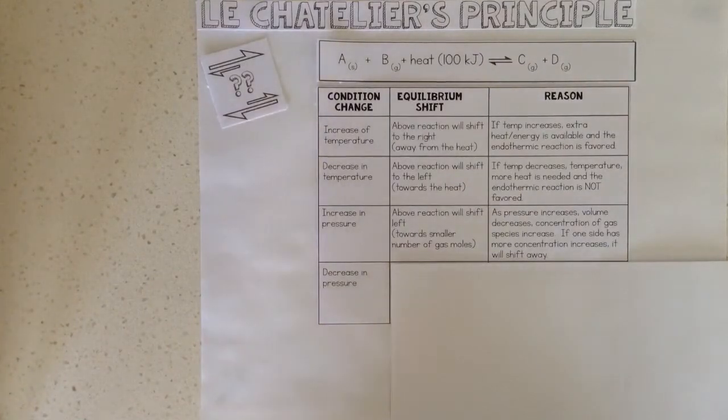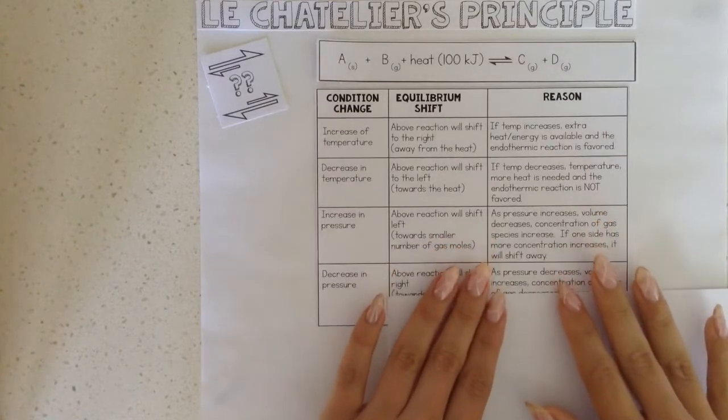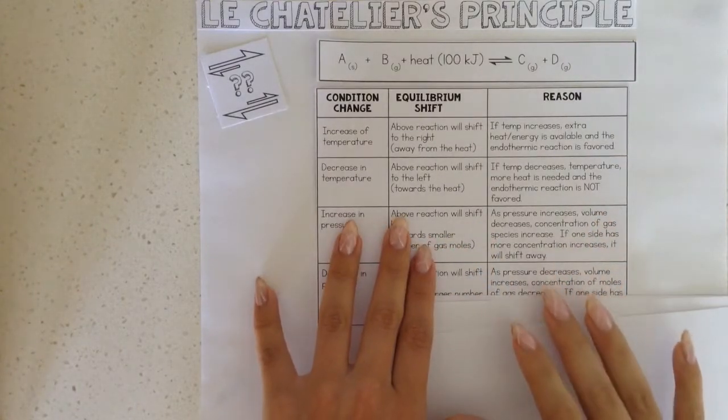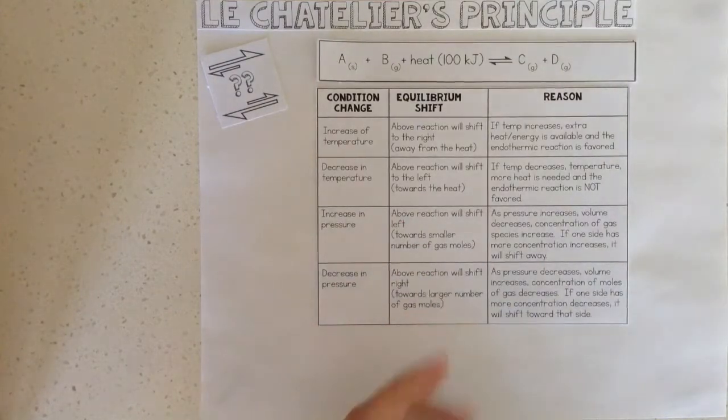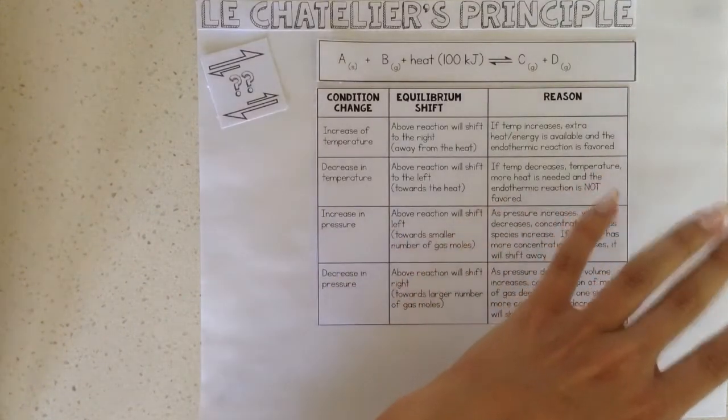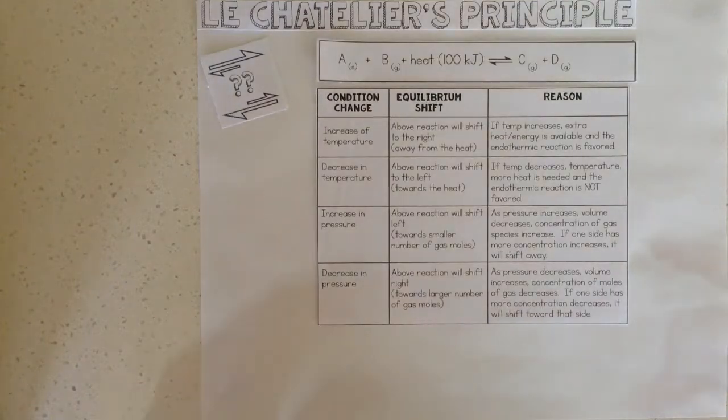Decrease in gas pressure. Well, this is just like the reverse. Now we're going to shift to the right. We're going to shift towards the larger number of gas particles. As our pressure decreases, volume increases, concentration of moles of gas decreases, and if one side has more concentration, decreases, it will shift towards that side. So less pressure, more moles of gas is favored, we're going to shift to the right.